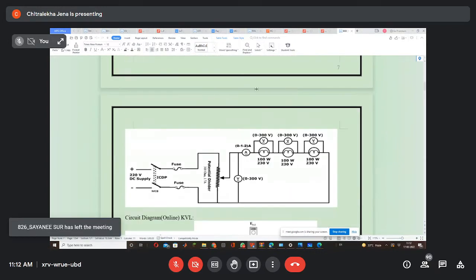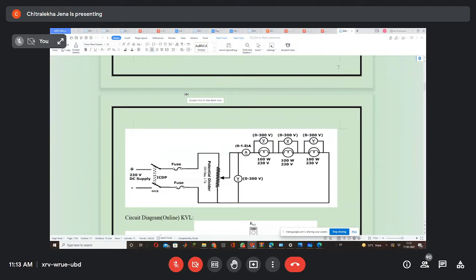Okay, so this is a simple circuit I am giving you. I will give you some more circuits, and you will also verify with those circuits. This simple circuit is not enough. You will verify some other circuits I will be giving you.